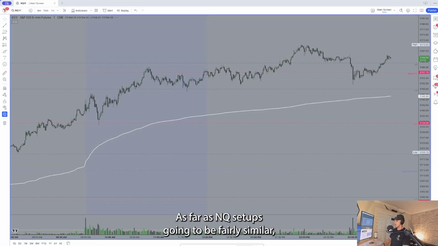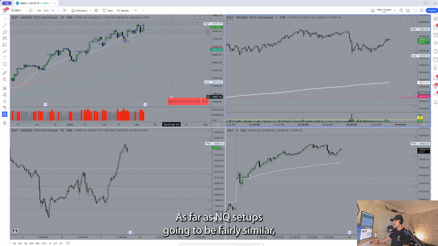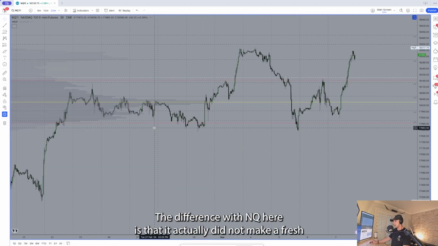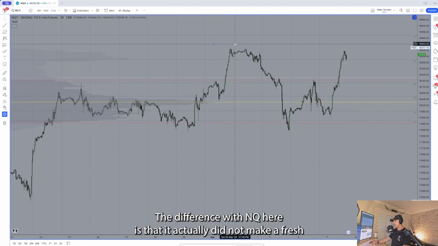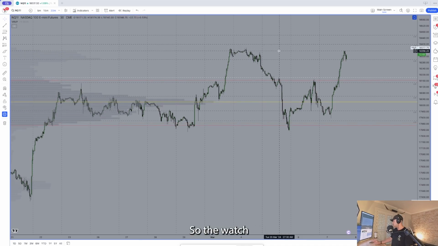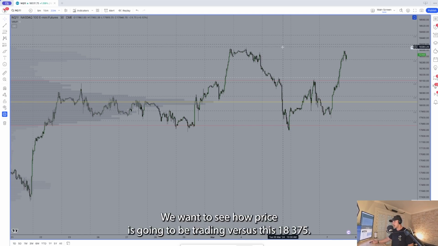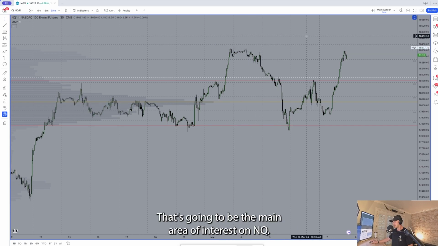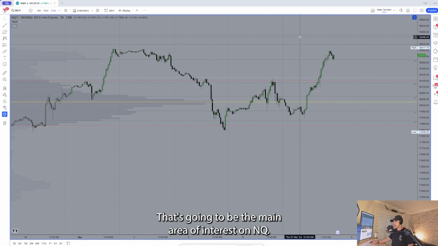As far as NQ, the setup's going to be fairly similar. The difference with NQ here is that it actually did not make a fresh 52-week high, did not make a fresh all-time high. So the watch tomorrow is quite simple, right? We want to see how price is going to be trading versus this 18,375. That's going to be the main area of interest on NQ.